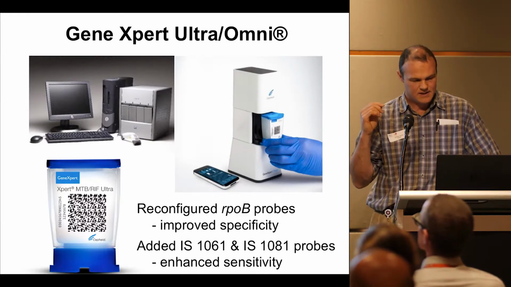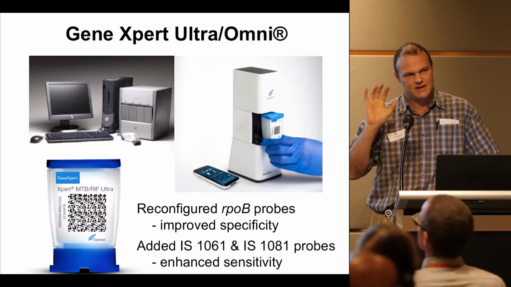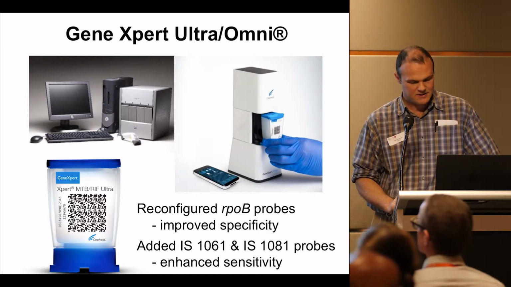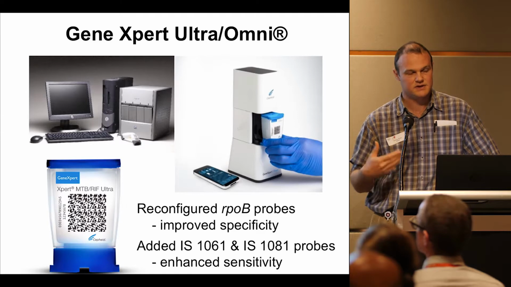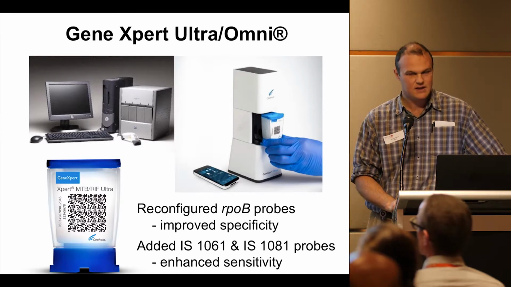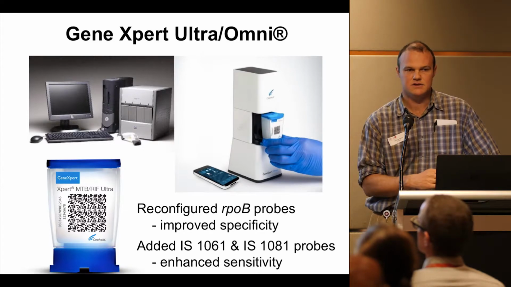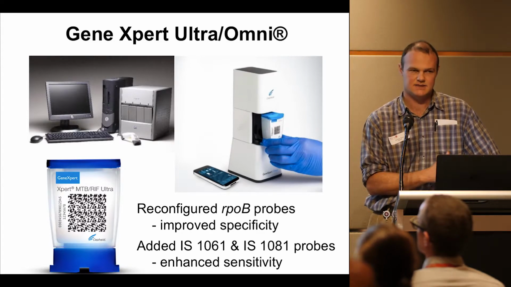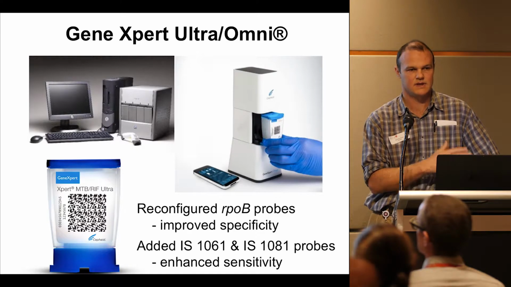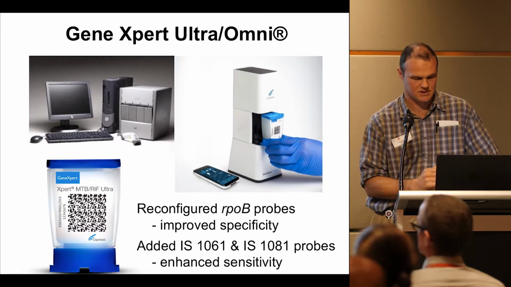The one is the Xpert Ultra element. So the Ultra element, they have reconfigured the probes that detect MTB for added sensitivity. And the indication is that the new Xpert Ultra is as sensitive as culture. In all the lab experiments, it performed equally well as culture.